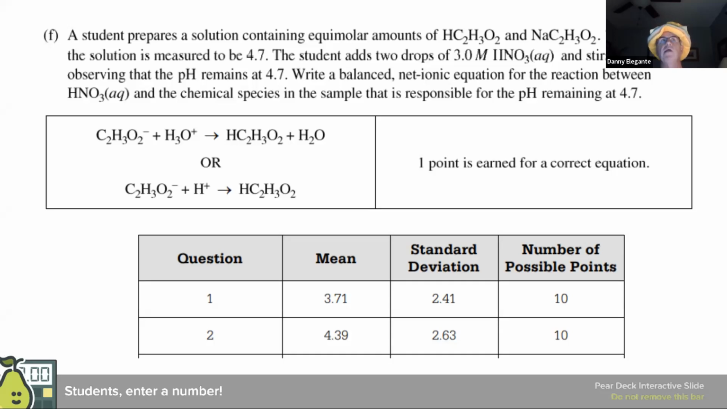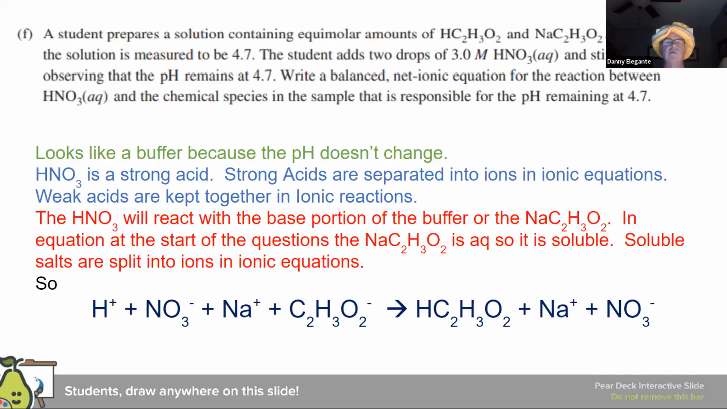So here's my thing. For this question right here, this was question number 2. So in 2016, question number 2 had an average or mean of 4.39 out of 10. What was the average score on the AP exam? A 3, a passing score. So can you get 4.39?